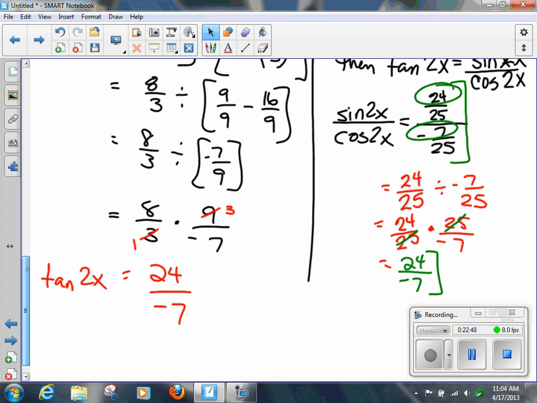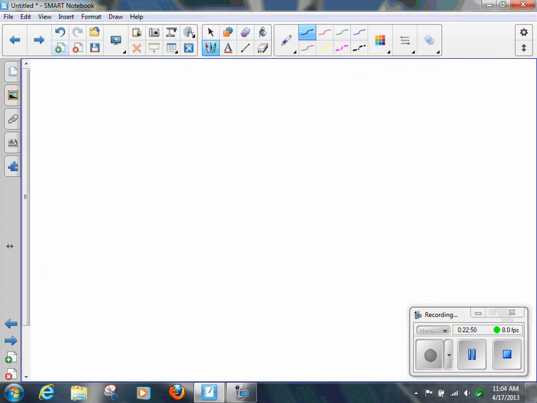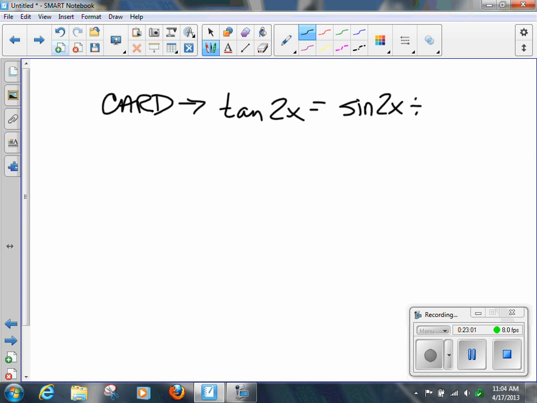So, put on your card, if you will, add to your card, under the tangent of the double angle, that I don't care how you do it. If you want to do it that way, if you want to write it as a fraction, you absolutely may do that. It's just one more way that you can use or find the tangent of the double angle.